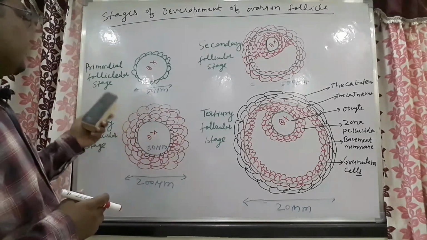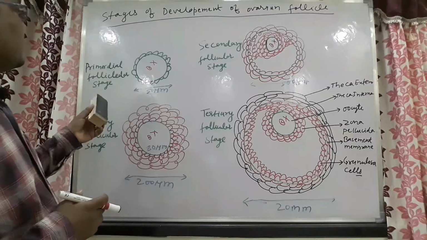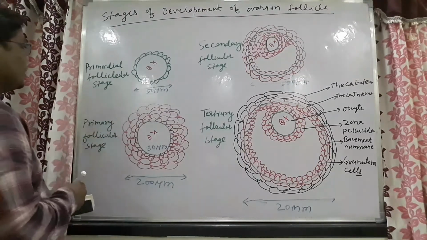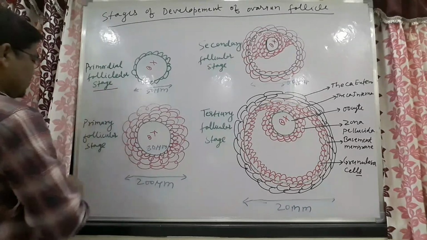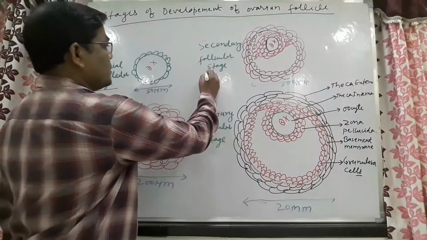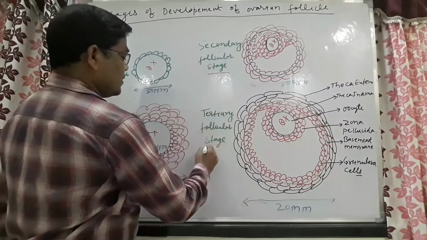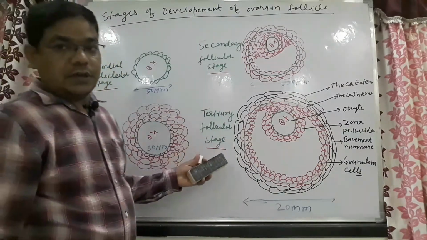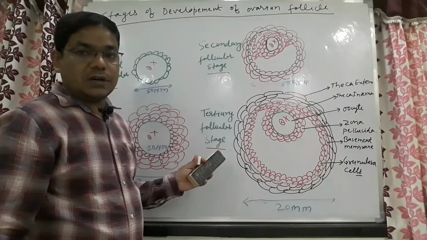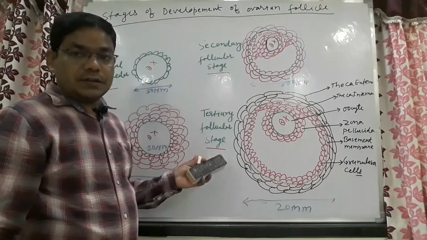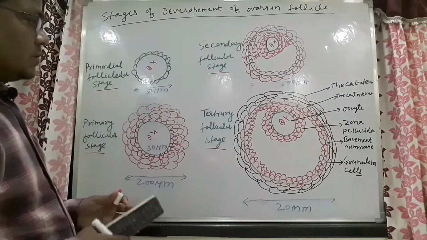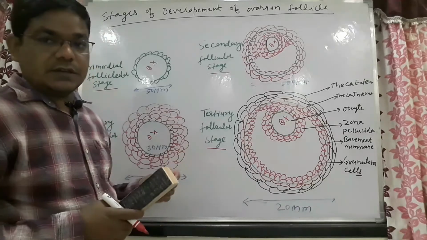This is the figure of the different follicles. This one is the primordial follicular stage, this one is the primary follicular stage, this one is the secondary follicular stage, this one is the tertiary follicular stage. Again this tertiary follicular stage is of two types. What are those? Those are early tertiary follicular stage and late tertiary follicular stage. The explanation part we have discussed in our last class.